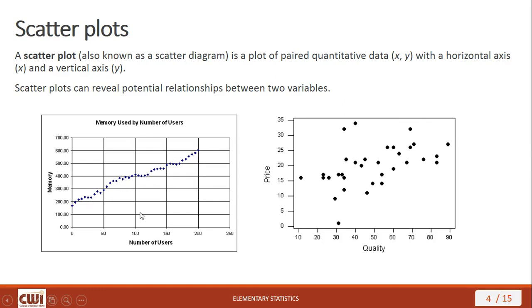So we could say that there's a potential relationship between number of users and the amount of memory that they use. However, the graph on the right has what I call the shotgun effect pattern because it looks like someone fired a shotgun against the wall. There's no discernible pattern here. There's just a bunch of data points that are scattered all over the place. So in the graph on the right, we would say there's not likely a relationship between quality and price.